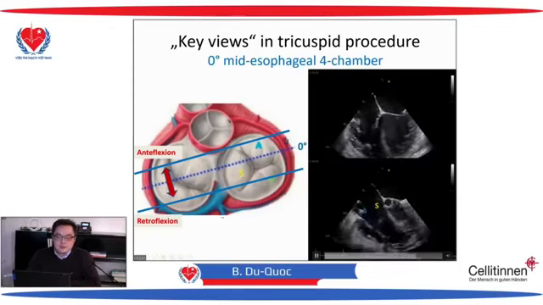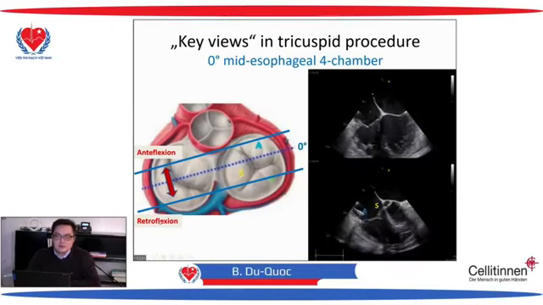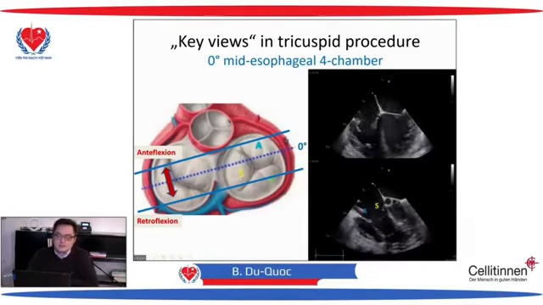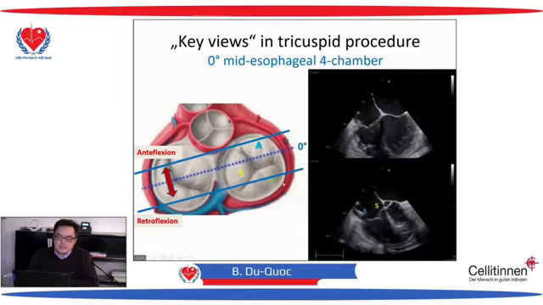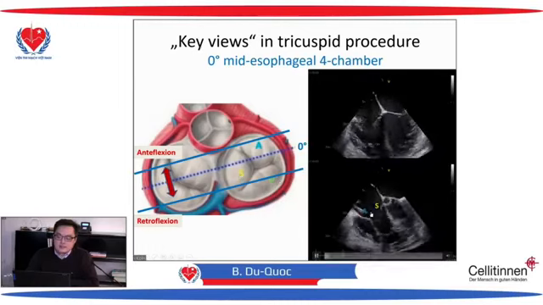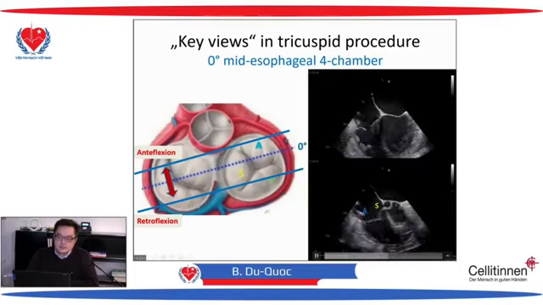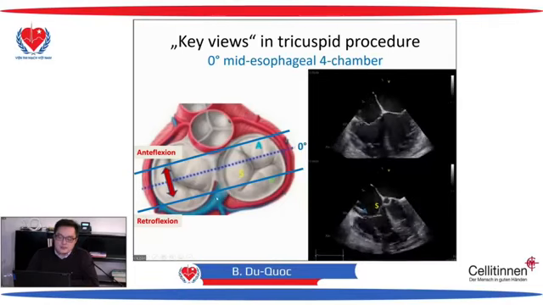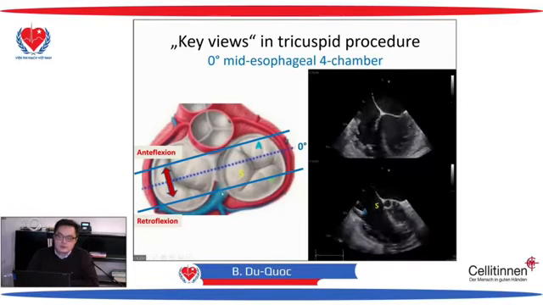Yes, and if you do a little retroflexion or you advance your probe a little bit, you may see the septal and the posterior leaflet in this 2D image. And sometimes you see the inflow of the coronary sinus.